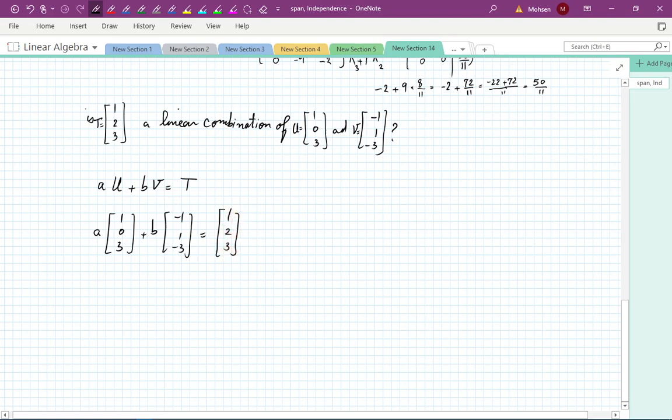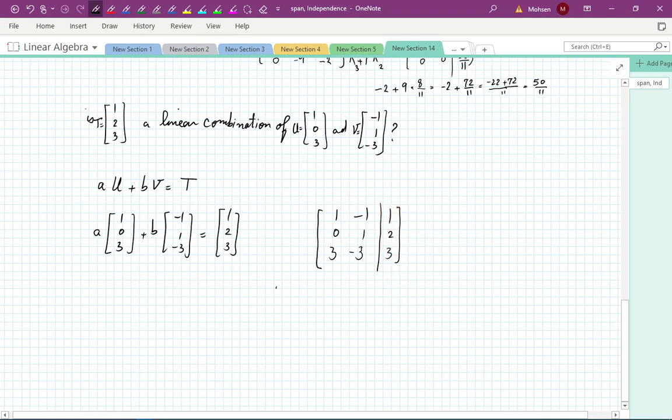Any of these types of questions has one of three types of answers. No, it's not possible. Yes, it is possible, and there's only one way of doing it. Yes, it is possible, and there are infinitely many ways of doing it. So always one of three possible answers can be given. Well, how does this go? Convert all of your vectors to column vectors in a matrix, 1 0 3 and minus 1 1 minus 3, and the right hand side is your target 1 2 3.